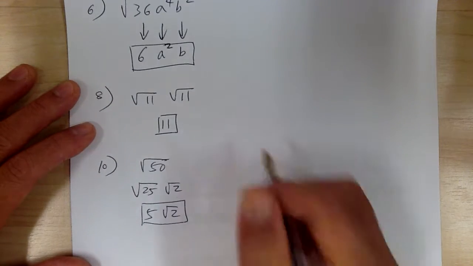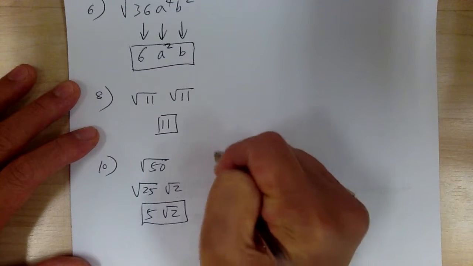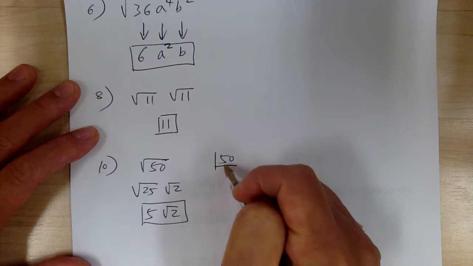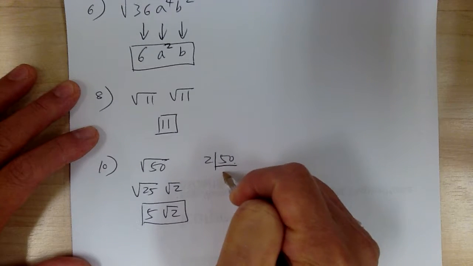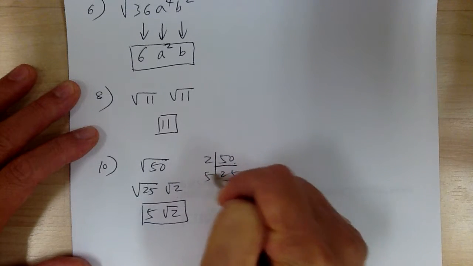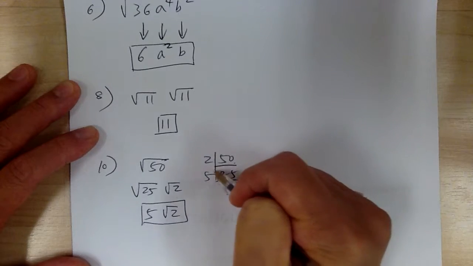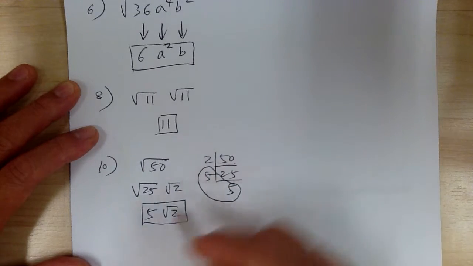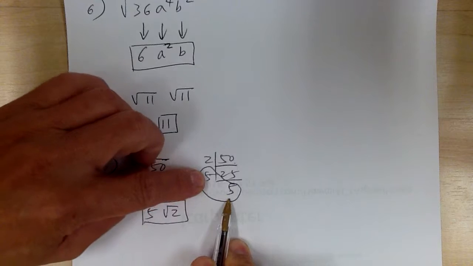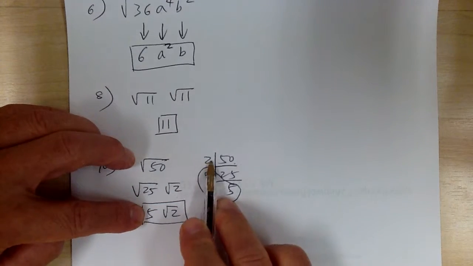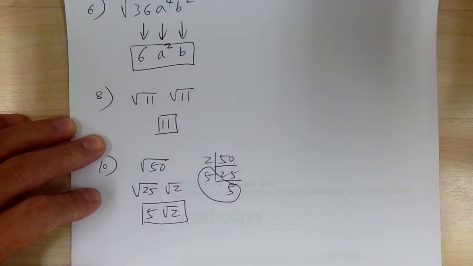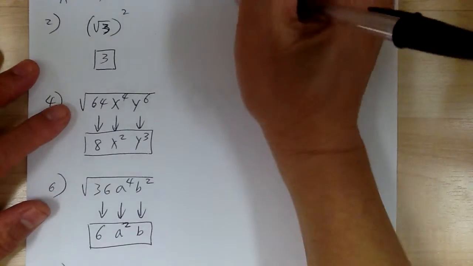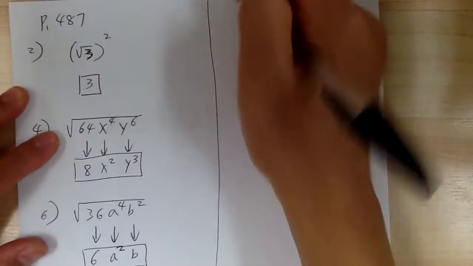Another method is to use the L method. You do the factoring. So 50 divided by 2, you get 25, divided by 5 and 5. So these 2 radicands make one integer, and this is the leftover. That's how I get the same answer. Okay, now let's go to number 12.